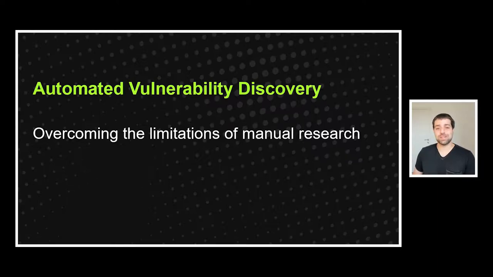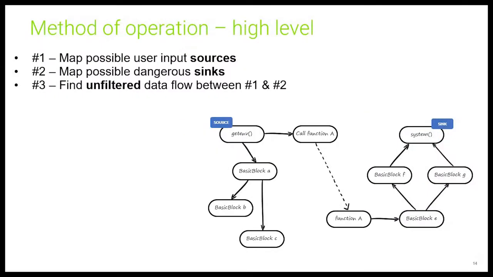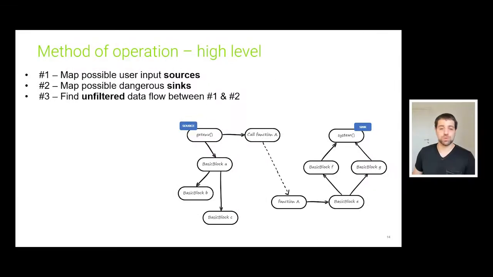So now let's talk at a high level, and with some technical detail, about the automated vulnerability discovery process, what's common and how it differs from a manual researcher that would go over it, and how we use this system in order to find some vulnerabilities here, focusing on one of them. Okay, so first of all, the method of operation, let's start at a high level. The method of operation of the system is mapping data flow between external user input, which we call sources, and dangerous functions, which we call sinks.